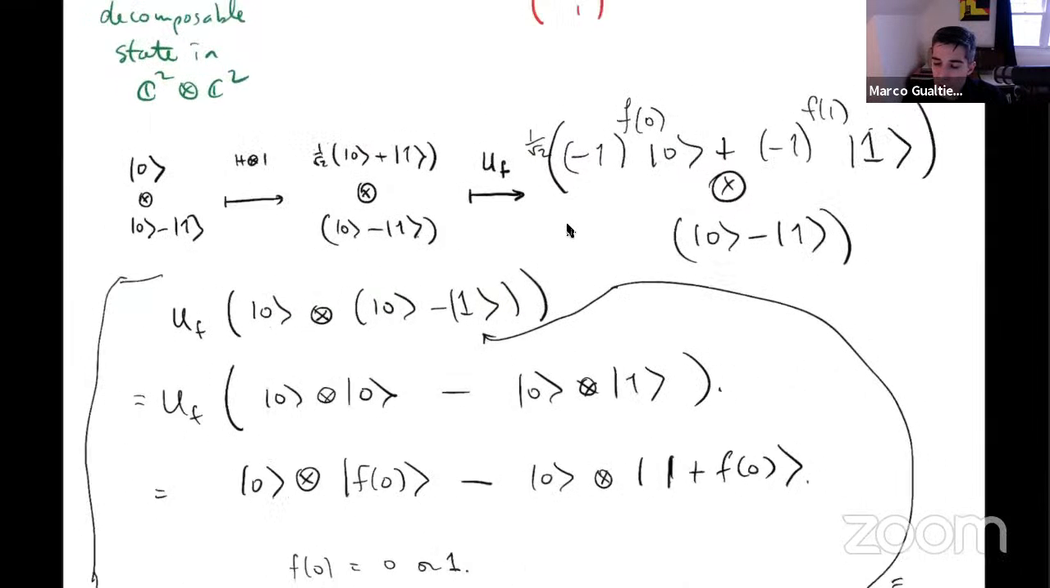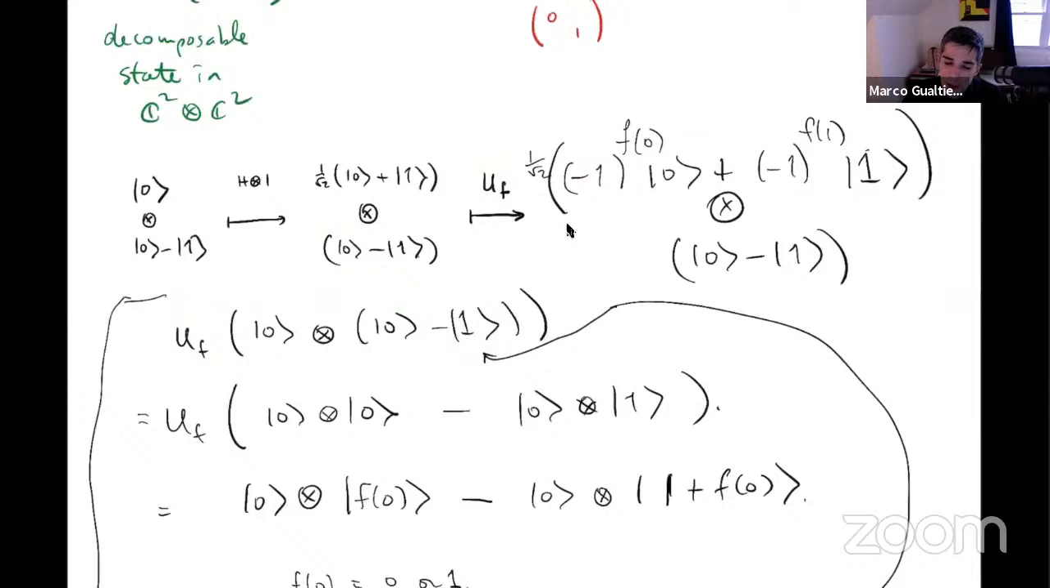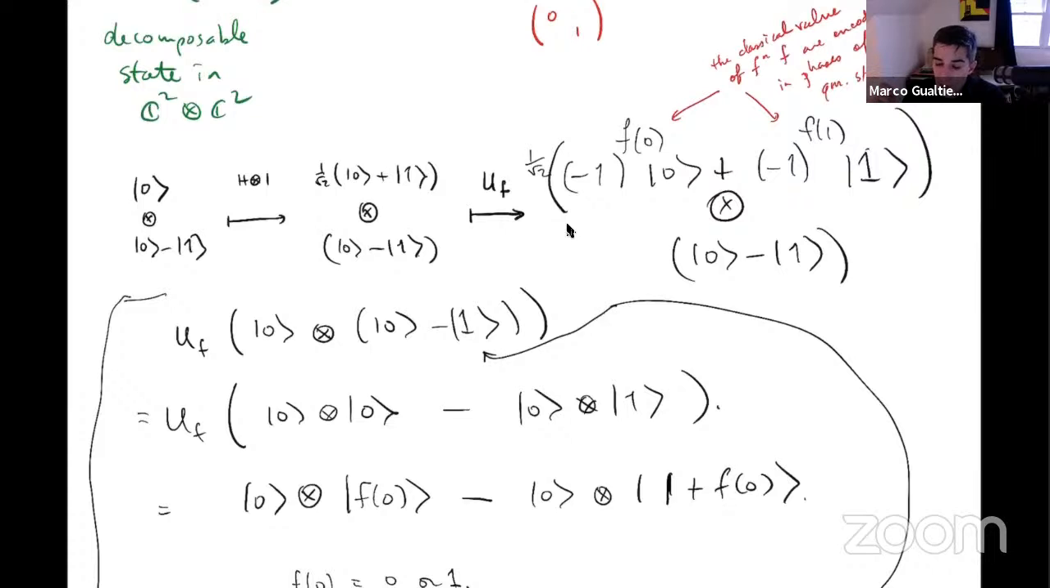Okay, so this is just a kind of shorthand way of doing this. So what we see, just an observation, is that the classical values of the function f are encoded in phases of the states, of the quantum states. So what I mean is that it's a phase. It's a sign. It's a number like e to the i theta in front. It happens to be minus 1 or plus 1, but it's still a phase.